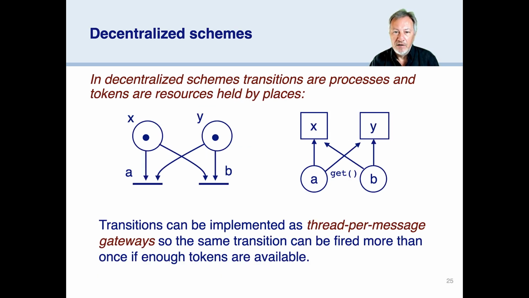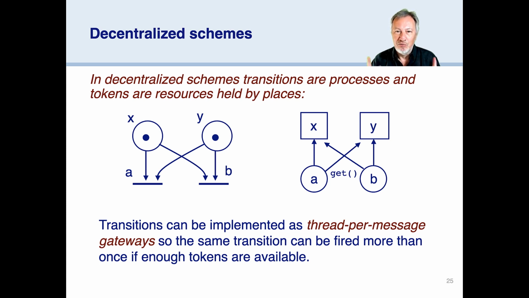In a decentralized scheme, the transitions are processes and the tokens are resources held by places. So the transitions could be implemented, for example, as thread per message gateways, so the same transition can be fired more than once if enough tokens are available. Here, on the left-hand side we see a PetriNet, on the right-hand side we see processes A and B which are trying to get X and Y.